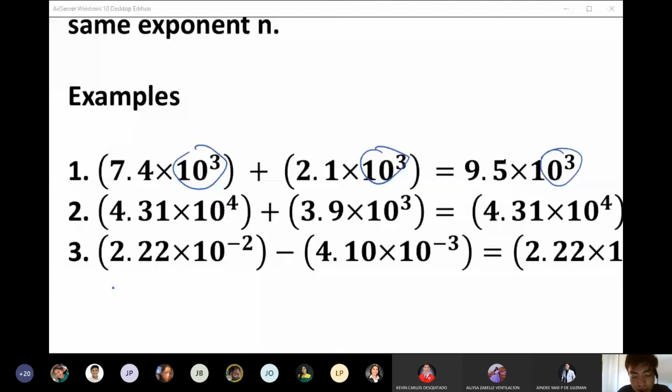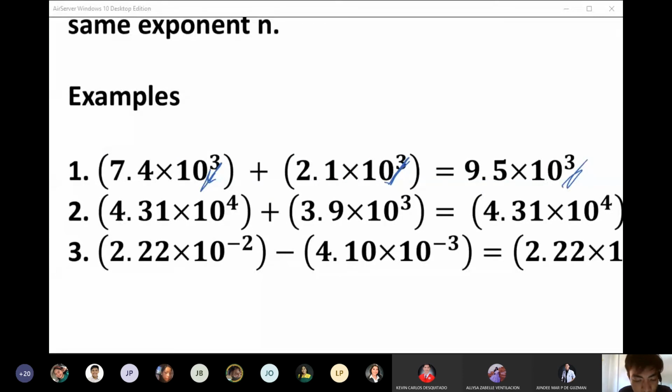No? So, asan yung operation part, no? We're going to deal with the operations for the front numbers, no? Ito. So, for addition, of course, you will add them. For subtraction, you will subtract them, no? So, for number 1, that is 7.4 plus 2.1, that is 9.5. For the exponent part, you just have to copy it, no? Kopyahin mo lang, no? Yan, kopyahin mo lang yan.